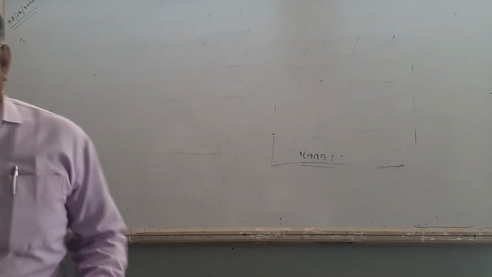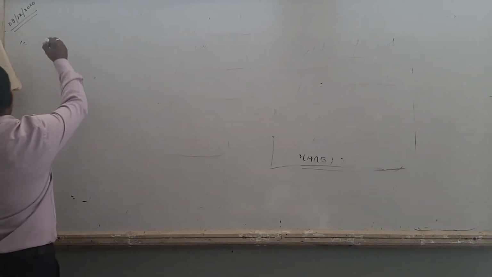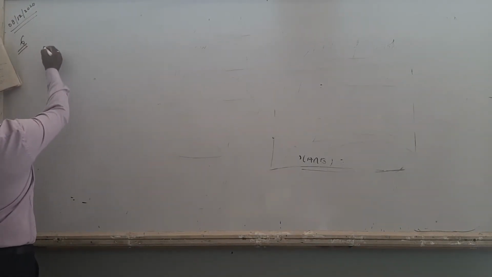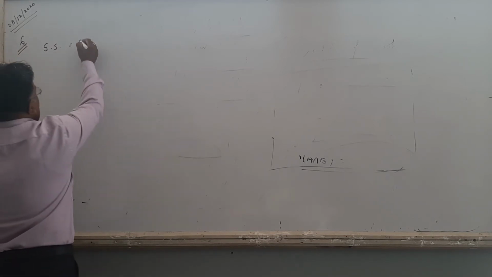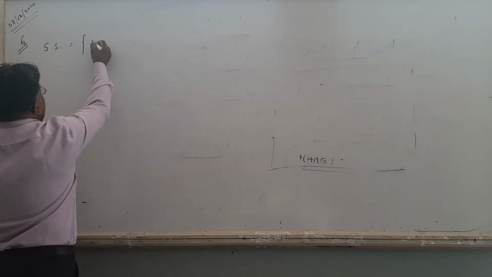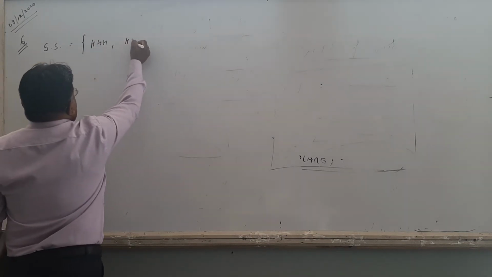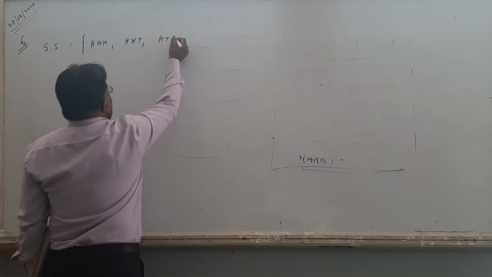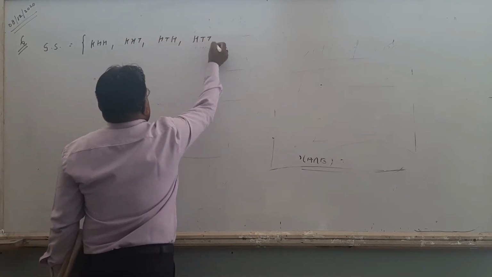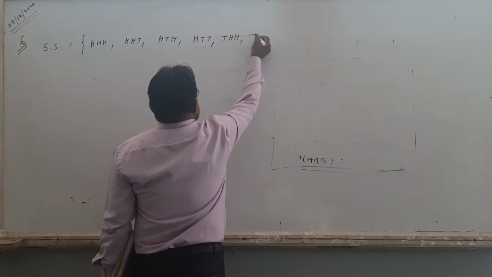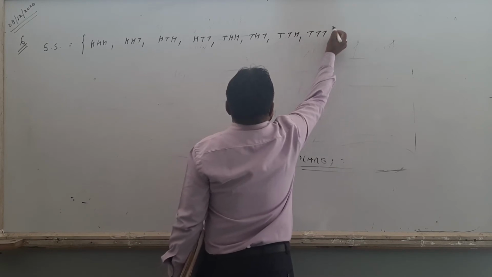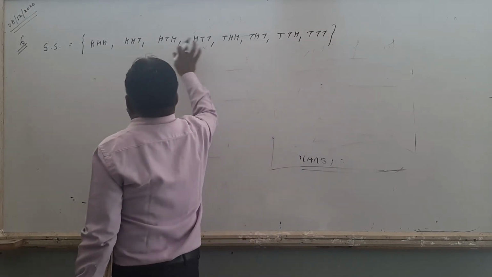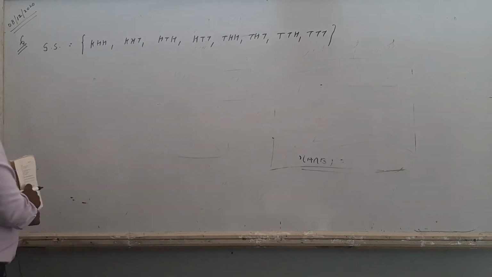Now look here, first thing, on tossing a coin 3 times, the total possible outcomes are, now write the sample space S, right? Total possible outcomes 8, and now the 8 sample points: HHH, HHT, HTH, HTT, THH, THT, TTH, TTT. 1, 2, 3, 4, 5, 6, 7, 8. There are 8 points. This is the sample space, in a curly bracket.